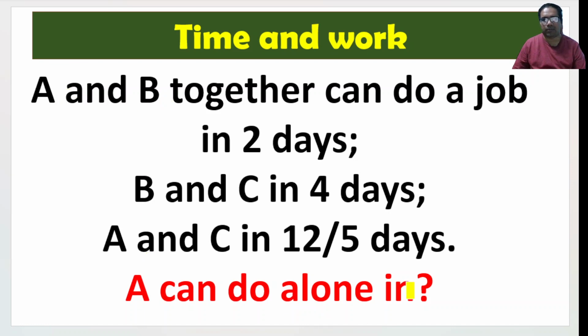A can do in how many days alone, or B can do, or C can do alone in how many days? Right. So let's assume A takes small a days to complete this given work. That means each day he will complete 1 by a amount of work. For example, if A takes 10 days, each day he will complete 1 by 10th of work. In 5 days, he will complete 5 times 1 by 10, which is equal to half of the work. In 10 days, he will complete 10 times 1 by 10 equals 1, which means the whole of the work.